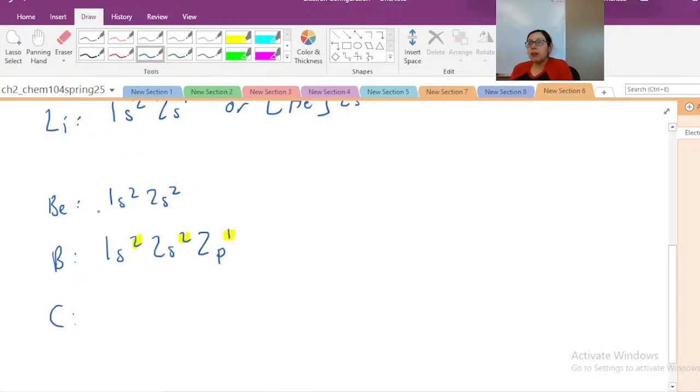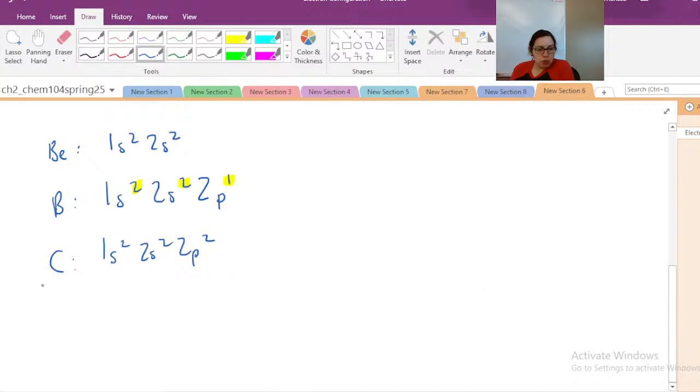So carbon is 1s2, 2s2, 2p2. And then we'll do nitrogen. So 1s2, 2s2, 2p3 there.